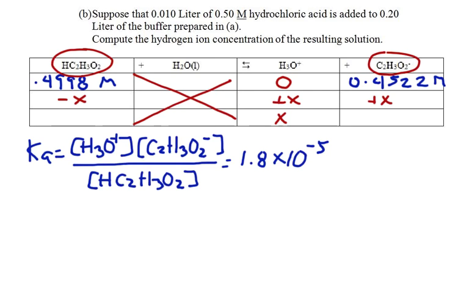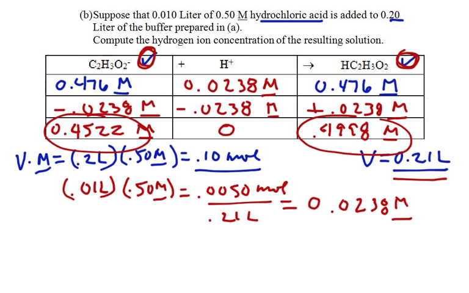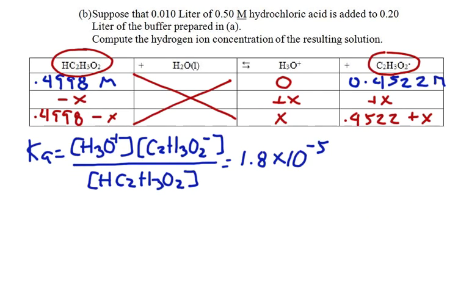So officially this is 0.4522 plus x, and officially this is 0.4998 minus x. Now notice in this box compared to the box I had before, my acid is on the right and my base is on the left, and now my acid is on the left and my base is on the right. So when I transferred my numbers, I had to be very careful to get the numbers in the right place. Now just substitute it back into my Ka expression.